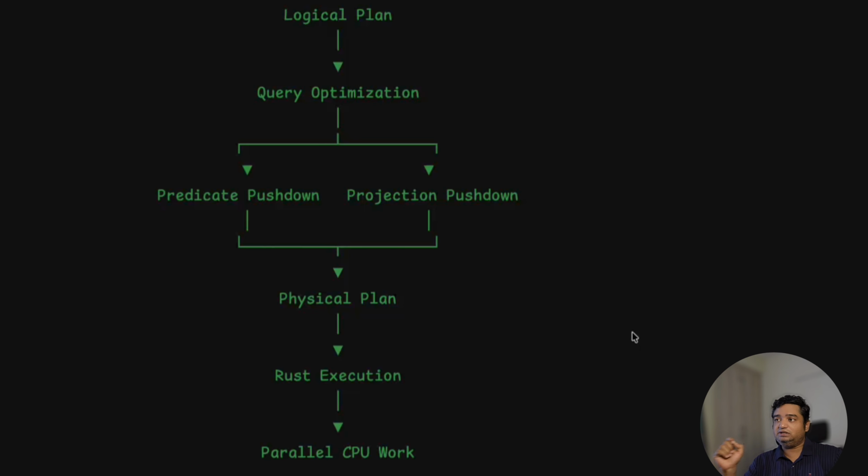And in that case, it gets the way to do query optimization. For example, Rust will create a logical plan.